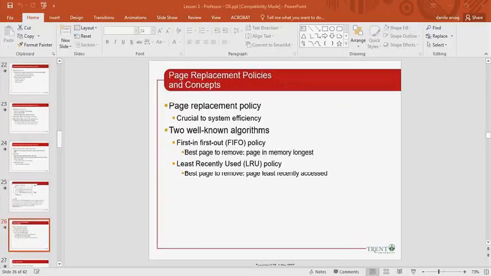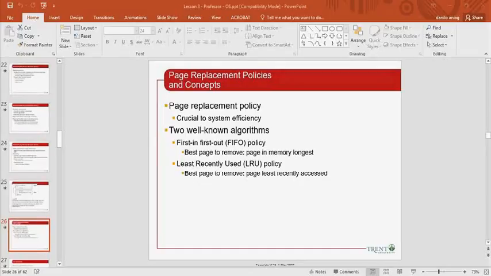As we just learned, the policy that selects the page to be removed, the page replacement policy, is crucial to the efficiency of the system, and the algorithm to do that must be carefully selected. There are several such algorithms that exist, and it is a subject that enjoys a great deal of theoretical mention and research. The book basically presents two well-known policies, first in, first out, and the least recently used policy.